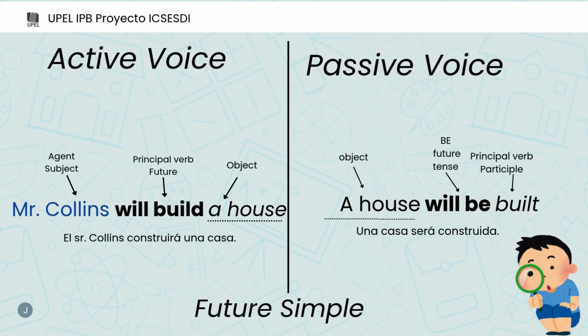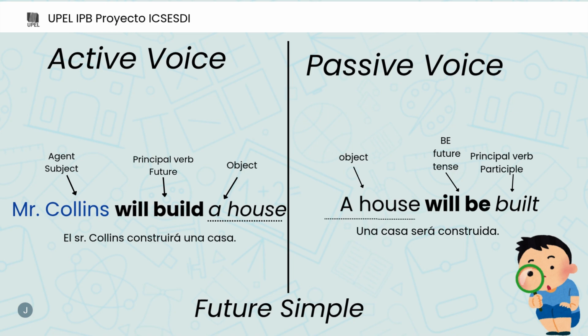This is another example. Example number two. This is in future. Let's see. It says, Mr. Colin will build a house. So, Mr. Colin is the agent of the sentence. The action is that he will build, and the object, a house. He will build what? A house. So, let's see the passive voice.